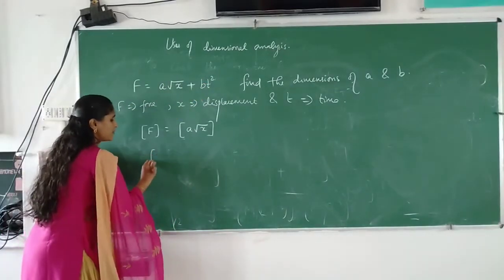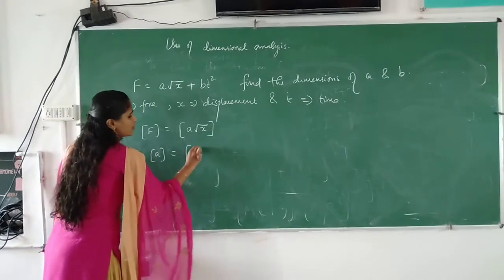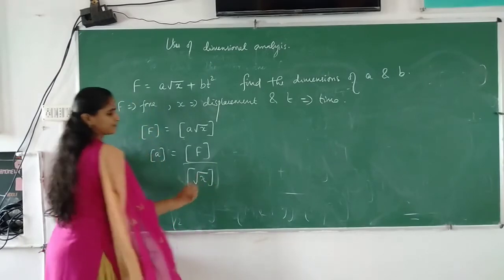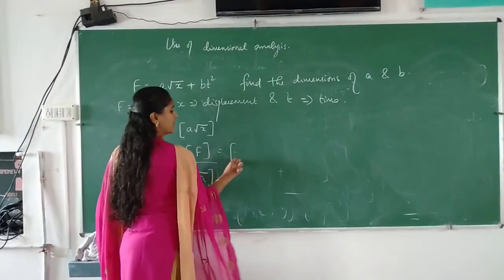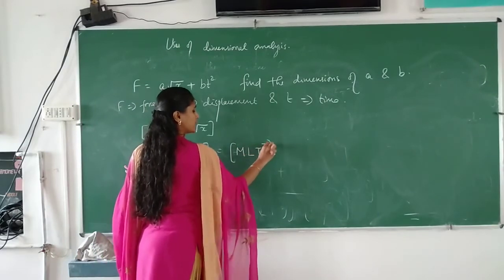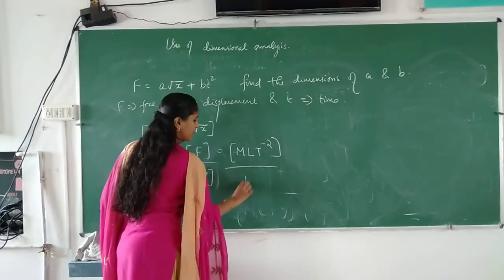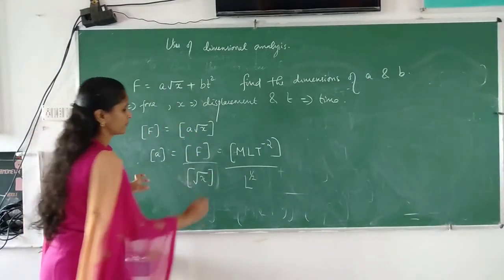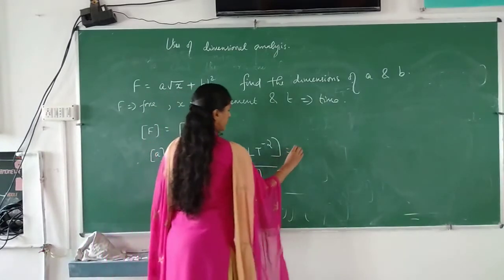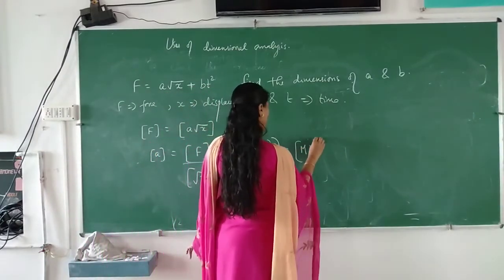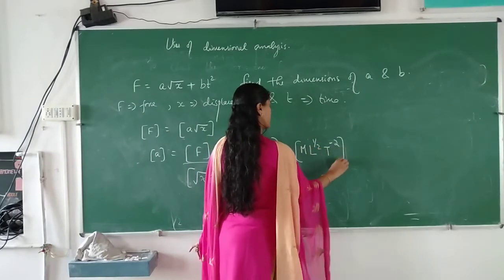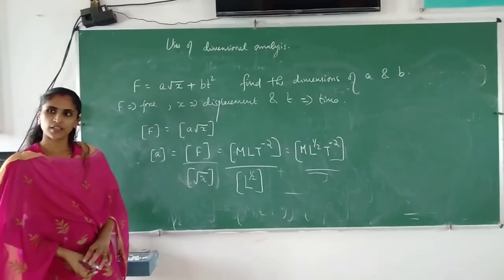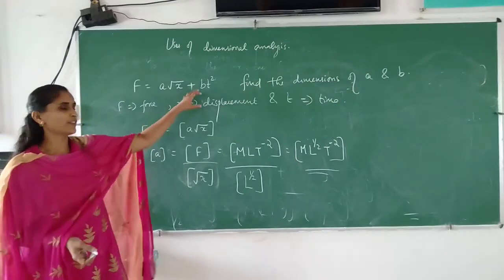Or we can write dimension of A is equal to dimension of F divided by dimension of root x. And what's the dimension of F? F has the dimension M L T raised to minus 2, and divided by root x, which can be written as L raised to half. Now what you will get? You will get M L raised to 1 by L raised to half, which is equal to L raised to half, T raised to minus 2. Okay, is it clear?